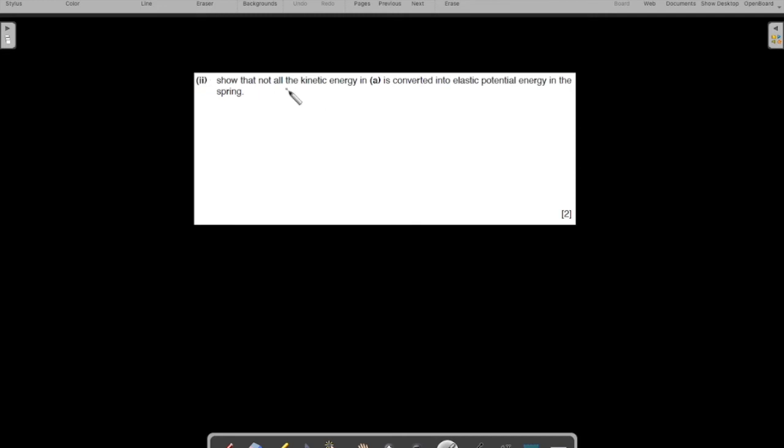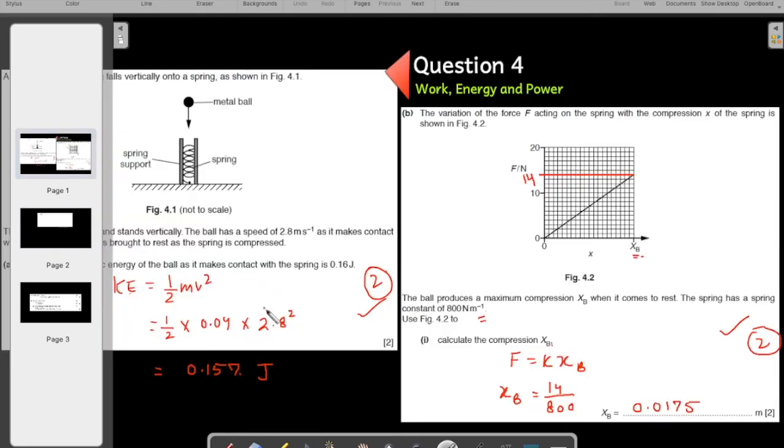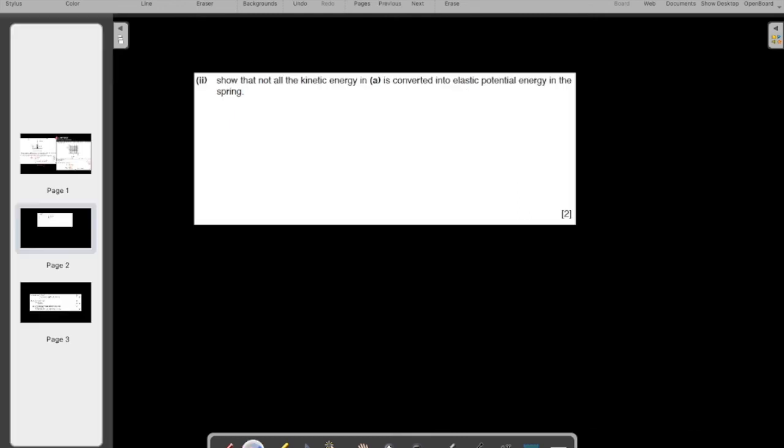Now the last part of the question. Show that not all the kinetic energy in A is converted into the elastic potential energy in the spring. So all the kinetic energy means the kinetic energy that you've calculated here. Show that all this kinetic energy is converted into elastic potential energy. How do you find the elastic potential energy? Is there any formula? The formula for the elastic potential energy is half kx squared.